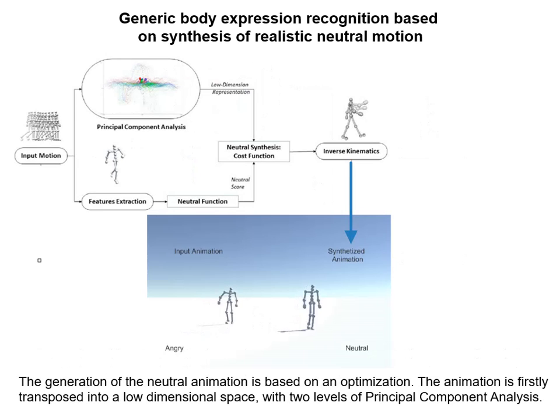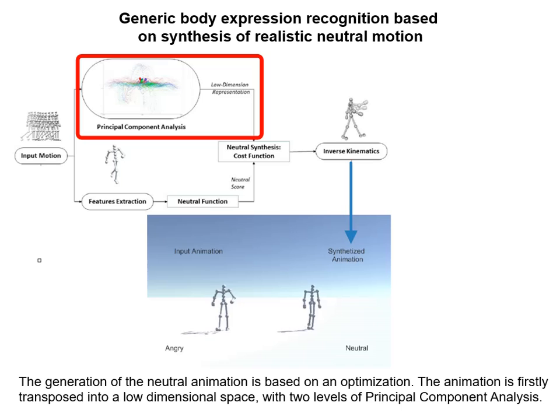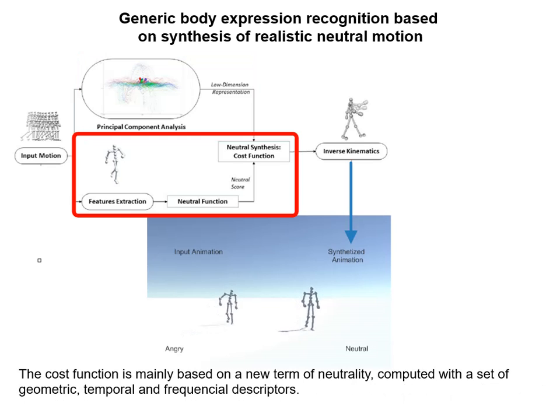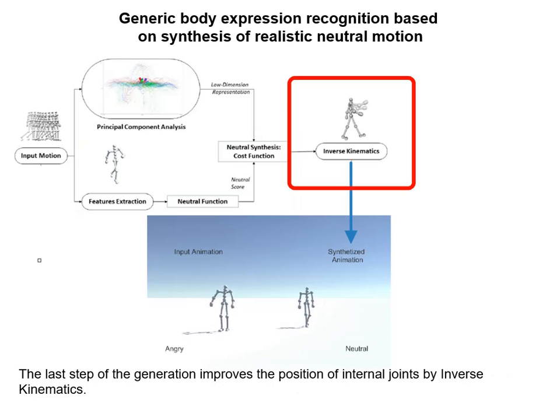The generation of the neutral animation is based on an optimization. The animation is firstly transposed into a low-dimensional space, with two levels of principal component analysis. The cost function is mainly based on a new term of neutrality, computed with a set of geometric, temporal and frequential descriptors. The last step of the generation improves the position of internal joints by inverse kinematics.